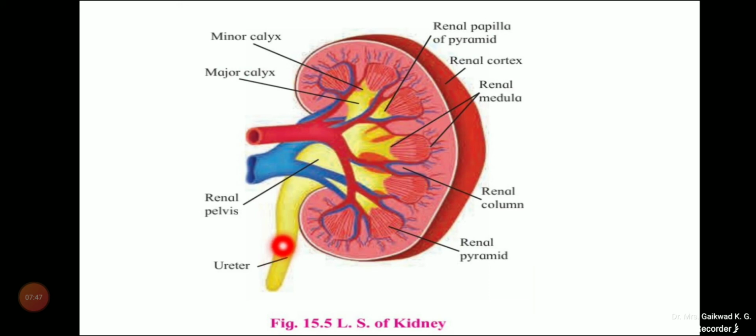So it's about the histological structure of the kidney. The minor calyces, then the major calyces unite to form the funnel-like structure called the renal pelvis, which continues as the ureter, and the ureter leaves the kidney through the hilus. So it's about the LS of the kidney.